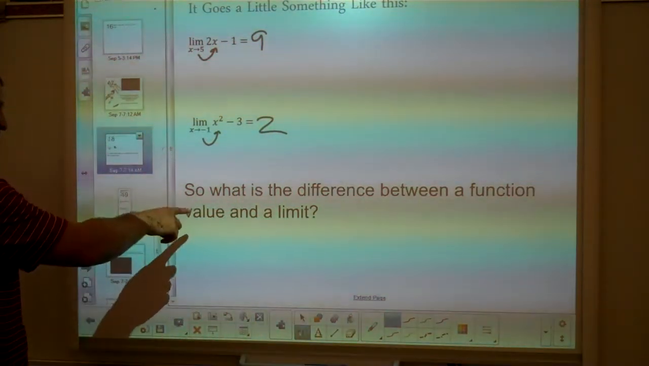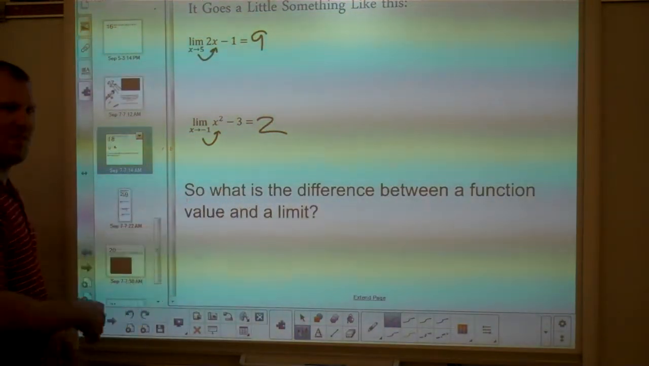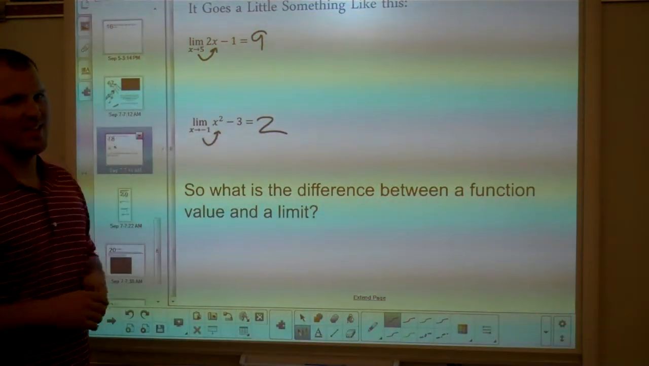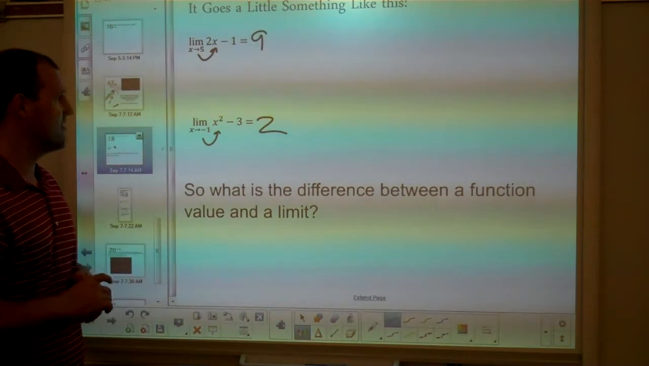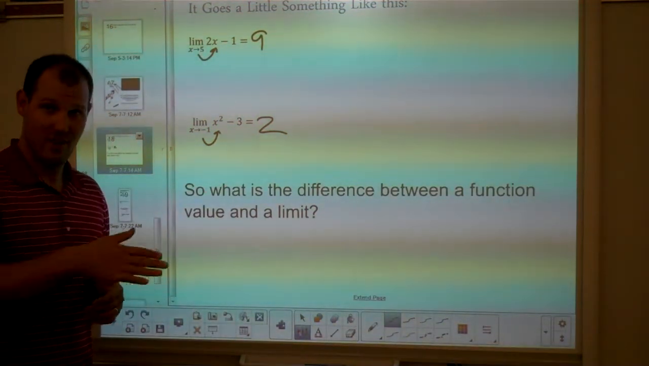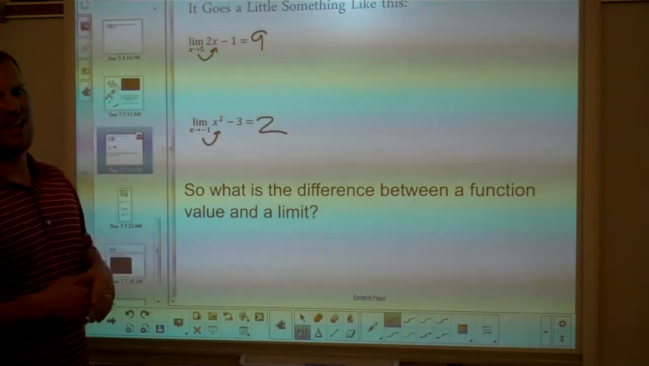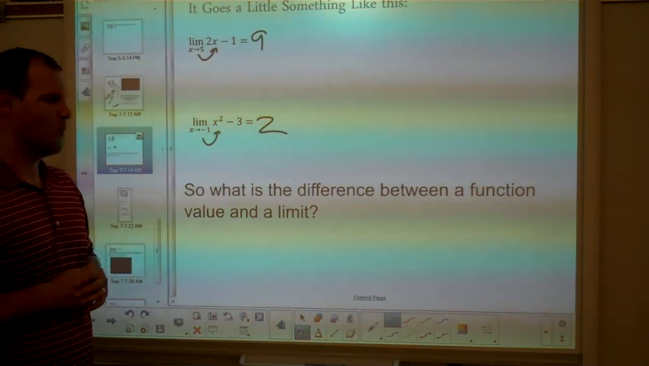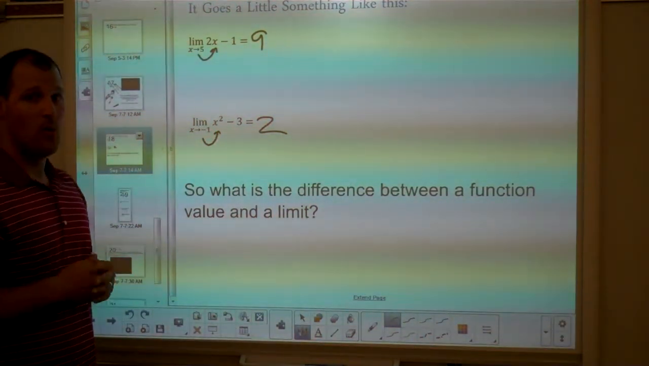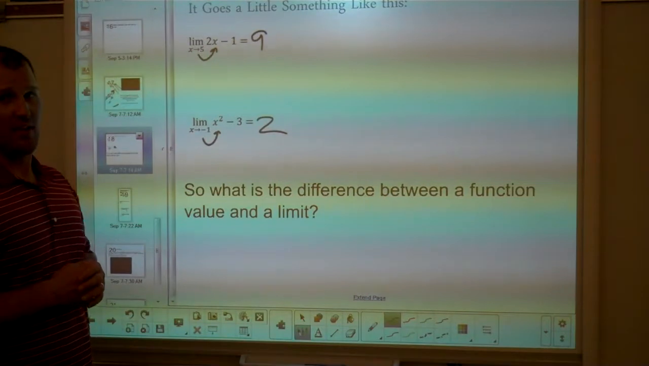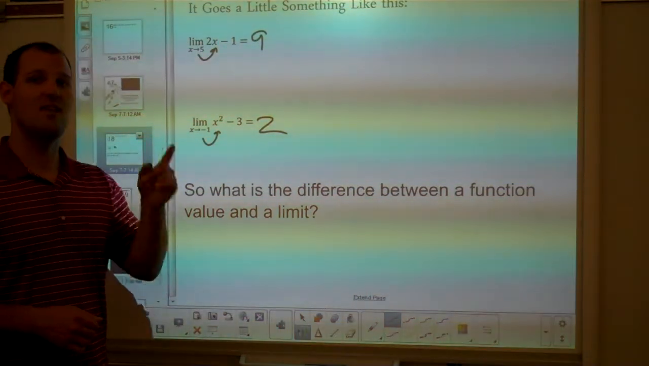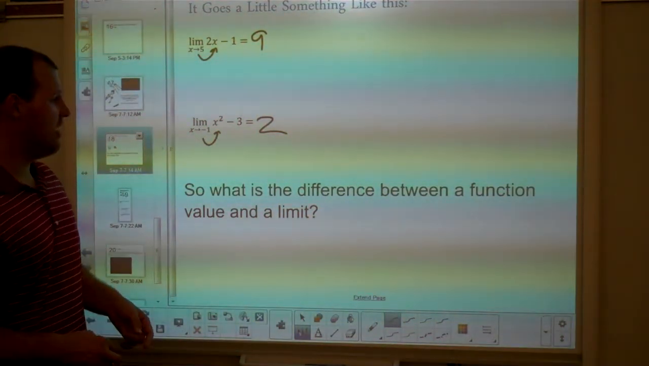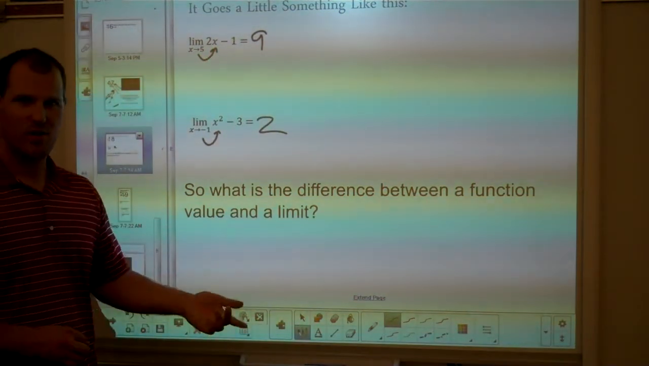So what's the difference between a function value and a limit then? Because we just employed the exact process that it would take to find a function value, that is a direct substitution, and we did that to a limit. So what's the difference? Well, in this case, nothing, because of what we talked about in the last lesson. If you have a continuous function, then your function value and limit are equivalent.